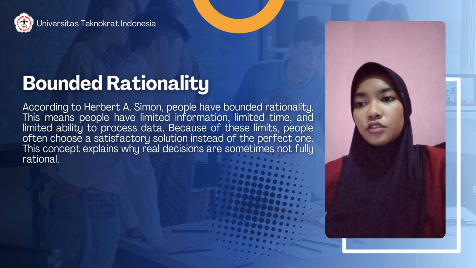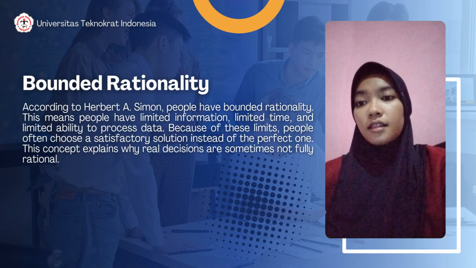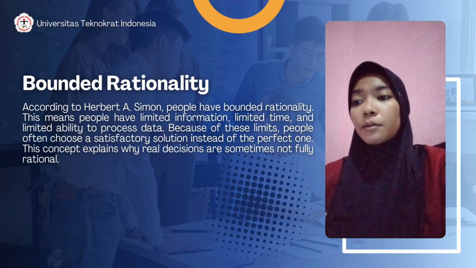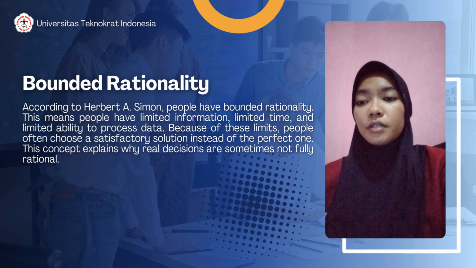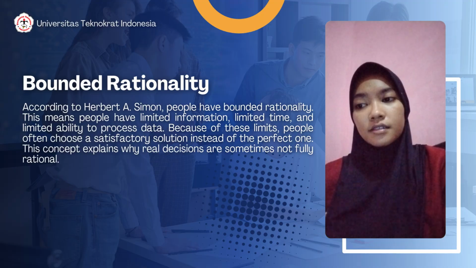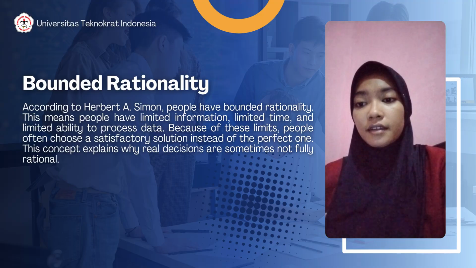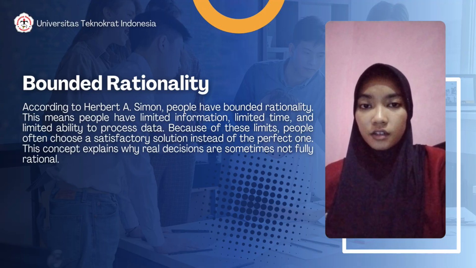Next, bounded rationality. According to Herbert A. Simon, people have bounded rationality. This means people have limited information, limited time, and limited ability to process data. Because of these limits, people often choose a satisfactory solution instead of the perfect one. This concept explains why real decisions are sometimes not fully rational.